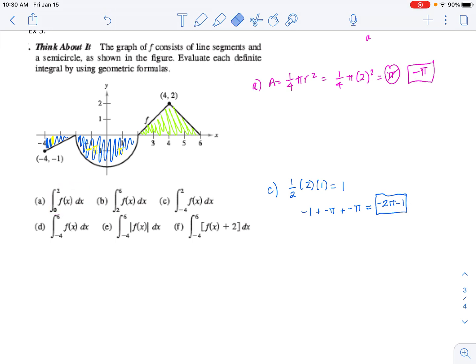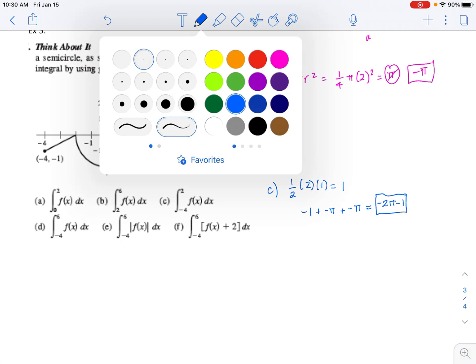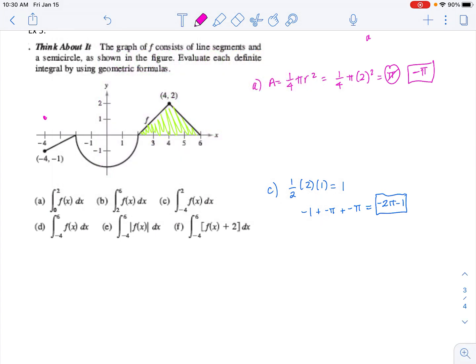Part D is from -4 to 6, so that is combining what you did in parts B and C. So add those two together. Part C includes throwing some absolute value marks. So that means that all of the calculations that we made below the x-axis are now going to be flipped up on top of the x-axis. So we're going to have 1 plus 2 pi, and then again your answer to part B should have been what?